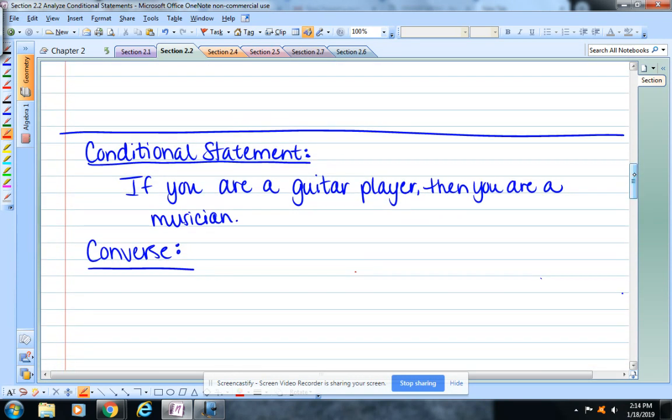So here we go. Here's our statement. I don't know why it's blue. I apologize, it's black. They're going to give us a statement, and we're going to practice finding the converse. You might want to take your book.